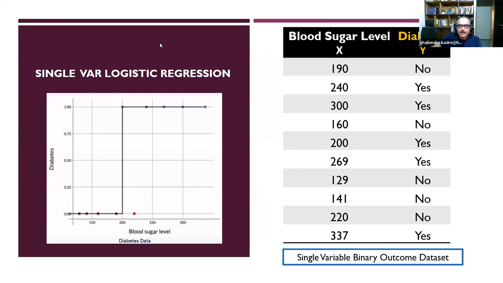Simplified case means, take a diabetes doctor. There is some small clinic, and we measure the blood sugar level of say 12 or 13 candidates, which is listed here: 190, 240, 300, 160. Based on this only one input variable X, we have to predict whether this person is having diabetes, yes or no. What kind of plot will it be? It will be the plot shown on the left-hand side. All no's will be near the zero line, and all yes will be near the one line.